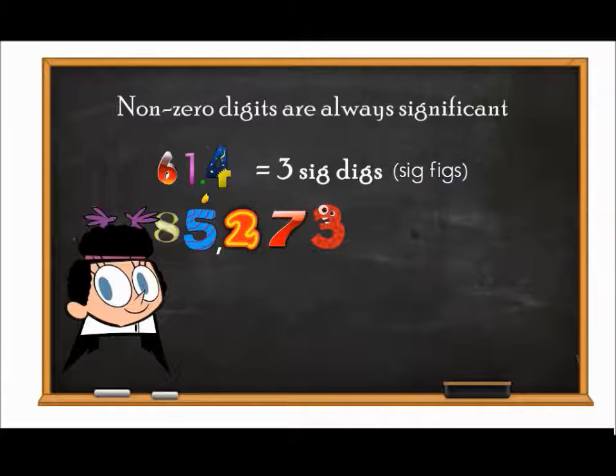So now let's look at this lovely number here, 85,273. In this number, there are no zeros. That means everything is significant. But lucky us, it's not a problem. There are 1, 2, 3, 4, 5 digits in this number. So there are, look at the sloppy writing, 5 sig digs. All there is to it. So as long as it's non-zero, not a problem.